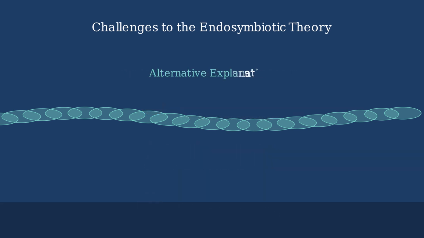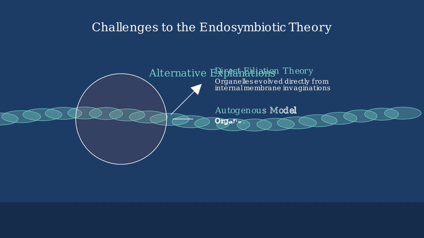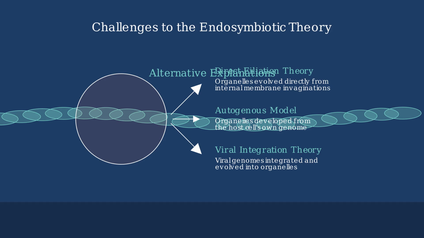Several alternative explanations have been proposed. The direct filiation theory suggests organelles evolved from membrane invaginations rather than from free-living organisms. The autogenous model proposes organelles developed from the host cell's own genome. Some researchers have even suggested viral integration as a source for organelle development.